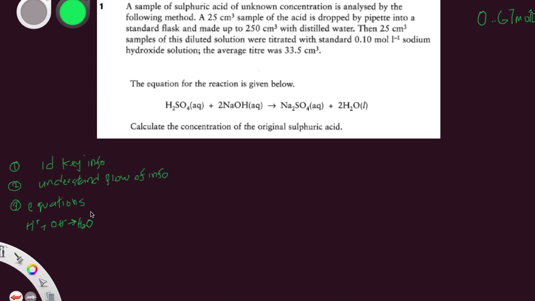What I've written down here is an ionic equation. Both work if you understand what you're doing. Okay, let's get to it. I'm planning to keep it really, really short.